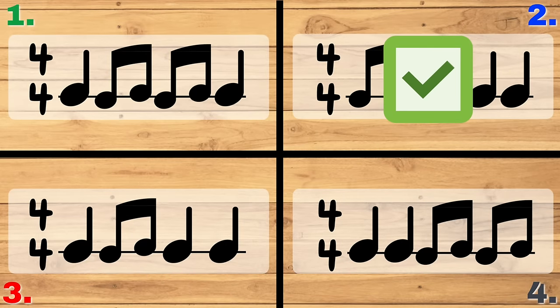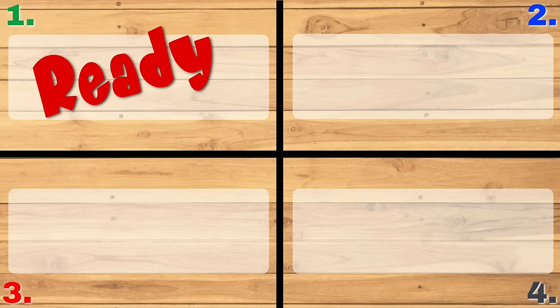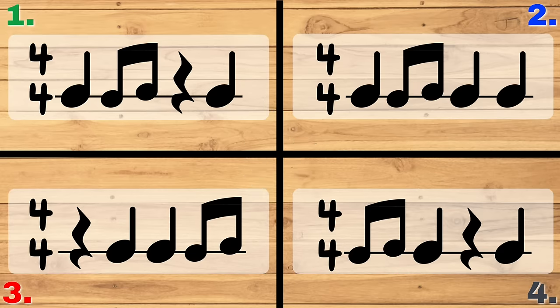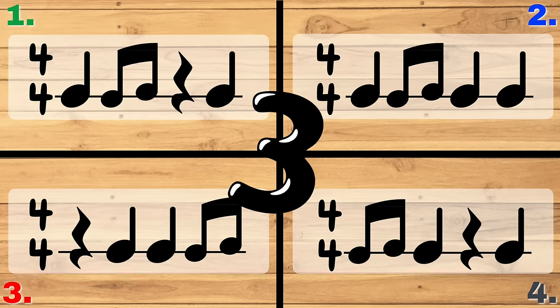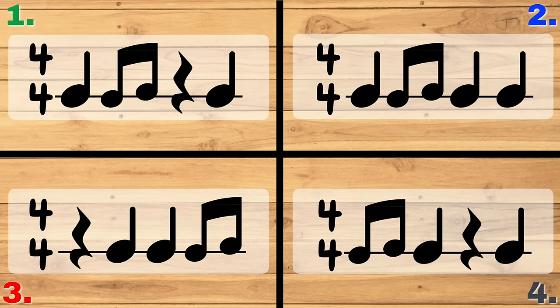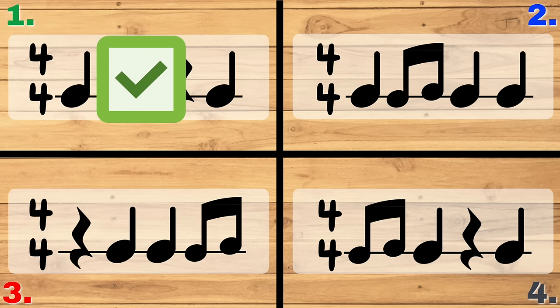Let's start the clock for the next round. Set, go! Find corner 1, 2, 3, or 4. And freeze! Okay, here is the rhythm. Let's listen again. Show with your fingers which corner the rhythm is in. If you said this corner, then you are correct. Take a seat because you are out. Oh no!